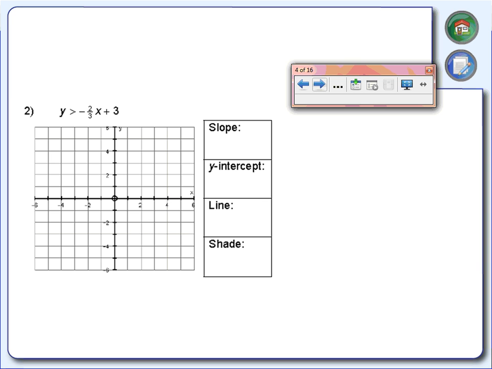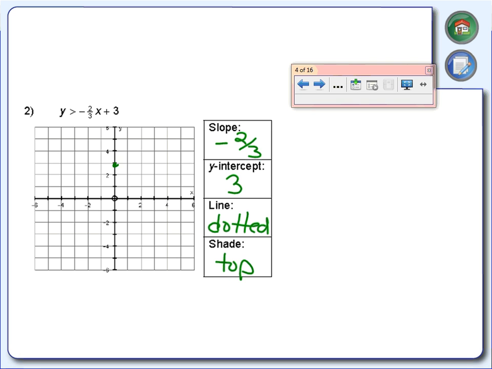Let's take a look at one more here. We got y is greater than negative 2/3 x plus 3. Same 4 things we're looking for here. Slope. Slope is negative 2/3. The y-intercept is 3. What kind of line do we need to use on this one though? This one's a dotted line. And the shading, it says greater than, so we should be shading to the top. Shaded to the top.